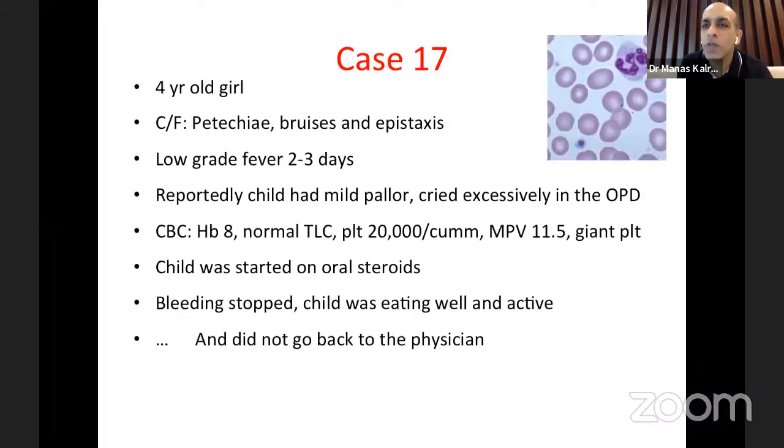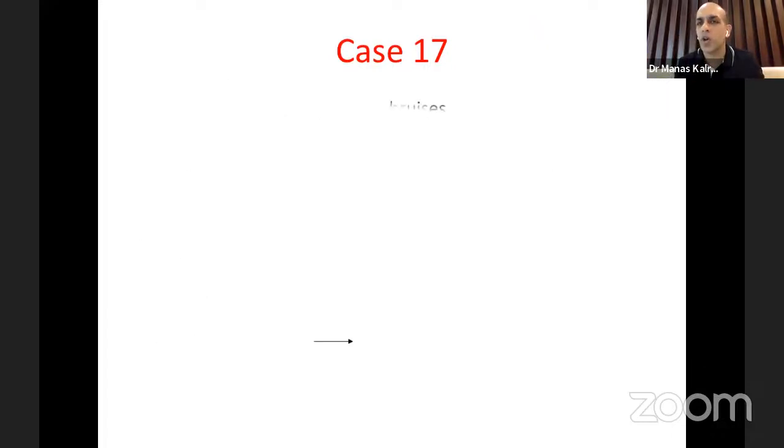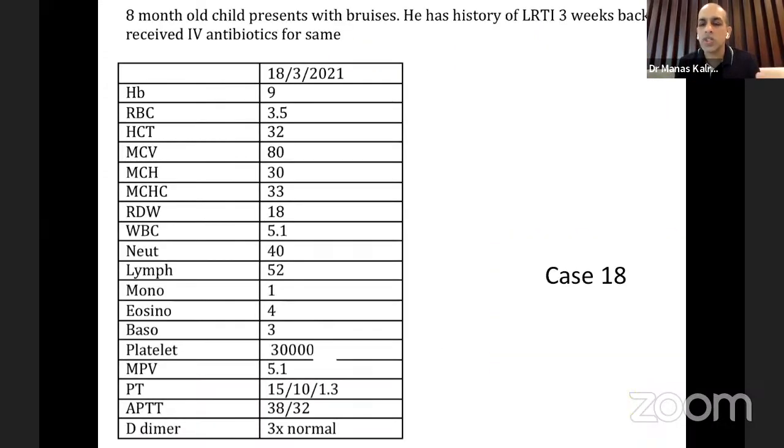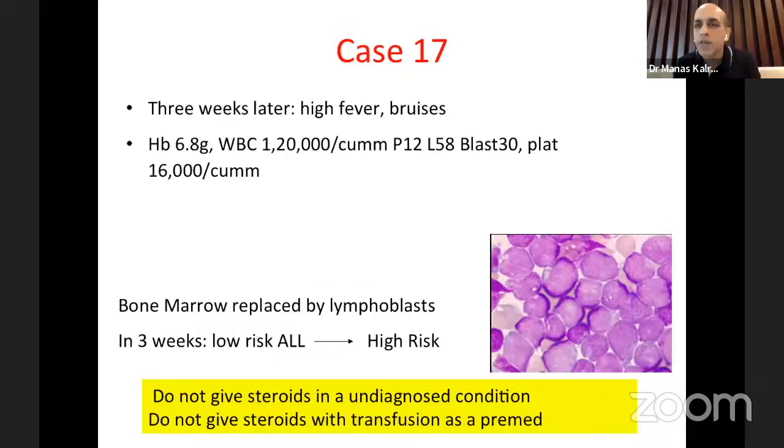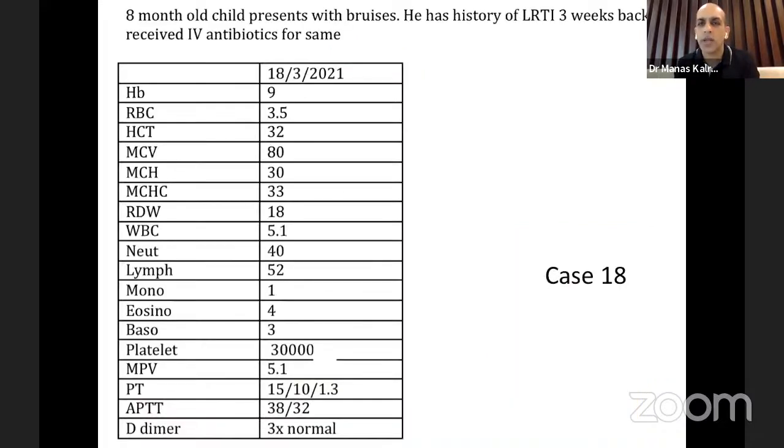We have looked at TLC, but we have not looked at neutrophils. We have not looked at the peripheral smear. You cannot treat a patient as ITP without looking at the peripheral smear. So with small parameters of CBC, don't rely on them alone. Rely on the whole picture of the patient. Now this child had leukemia. Don't give steroids in an undiagnosed condition. Always look at neutrophils and peripheral smear when you are talking about ITP.